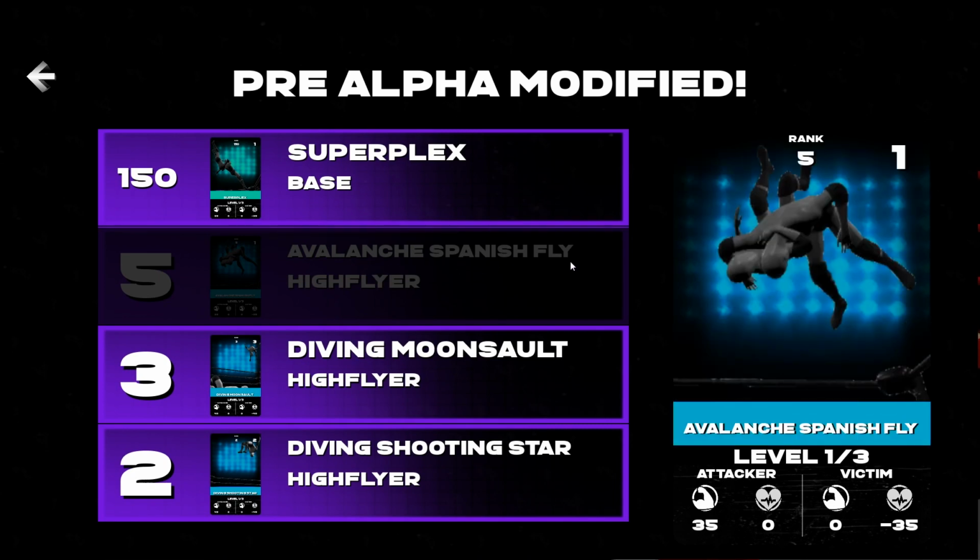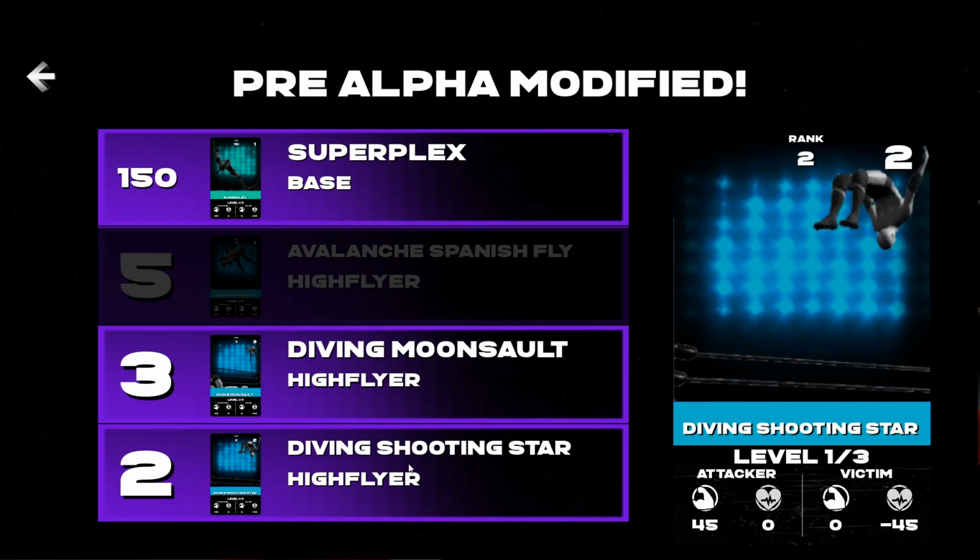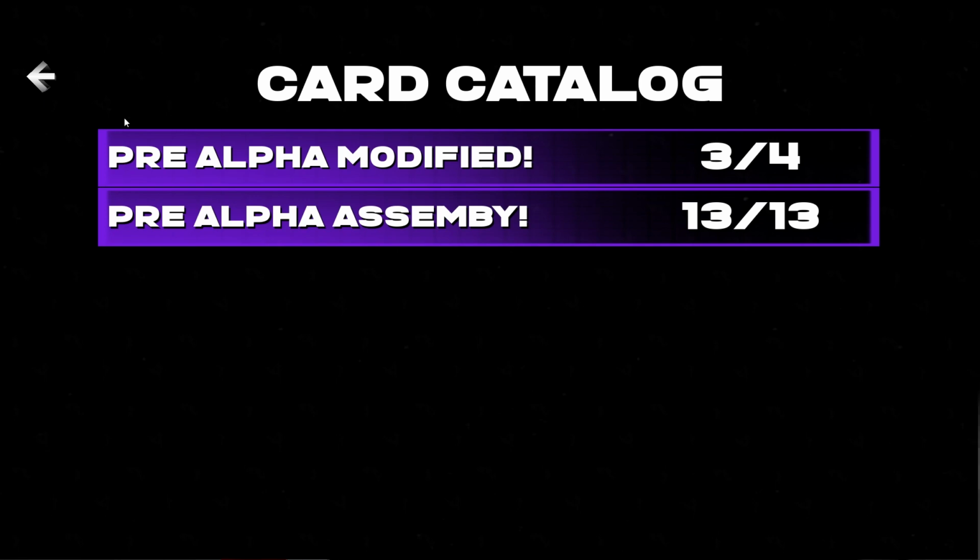Same with the avalanche Spanish fly. It's a combination of a Spanish fly card and an avalanche modifier card. The diving moonsault is a combination of a standing moonsault and a modifier diving card, and the shooting star is a combination of the standing shooting star press as well as the modifier avalanche card. I mean diving card, sorry.